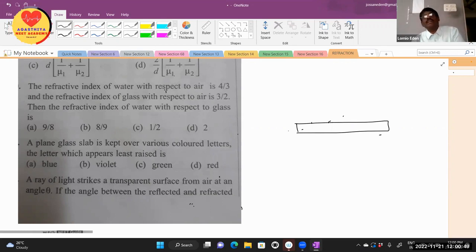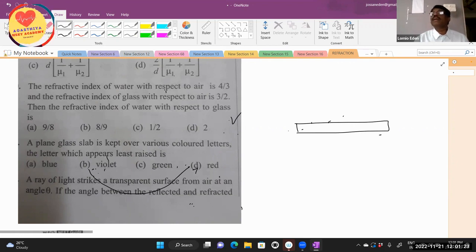It has come up only a little from below, while the others appear very close. So the least raised is red. The greatest raised letter is violet. Therefore, there are two extreme points, only these two. VIBGR, last letter R, first letter V. V stands for violet and R stands for red. The appearance very close to the glass will be violet. Far will be red. That is least raised. Understand? Therefore, the answer is D.